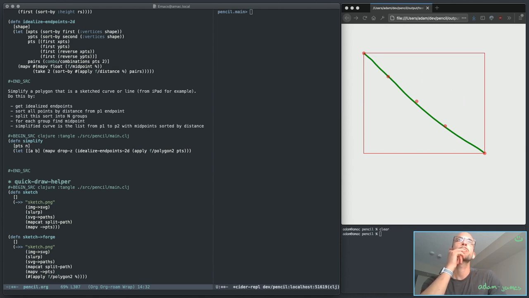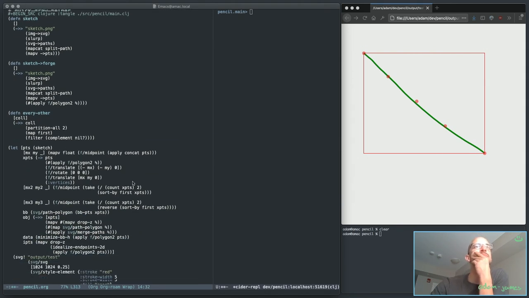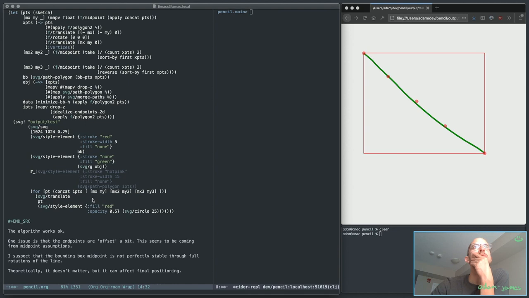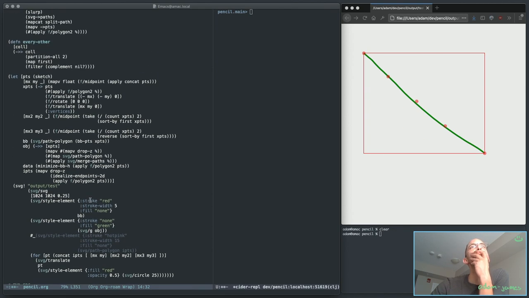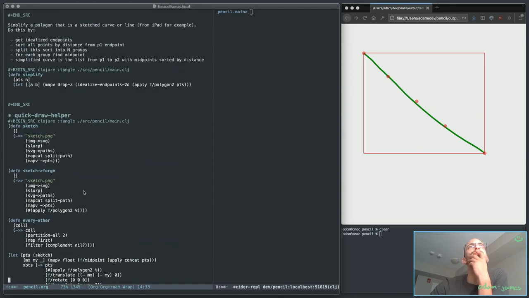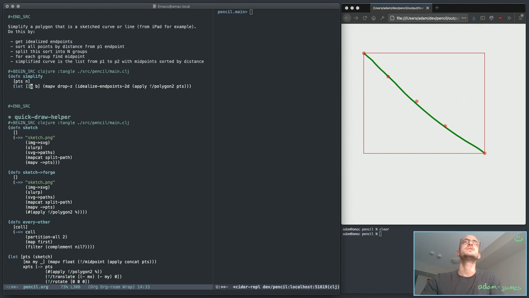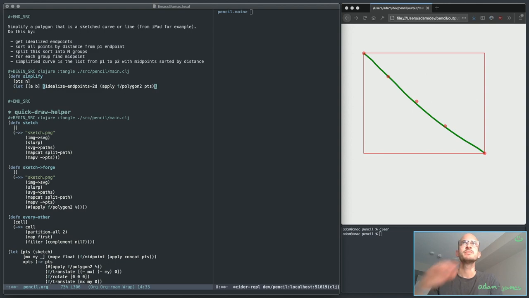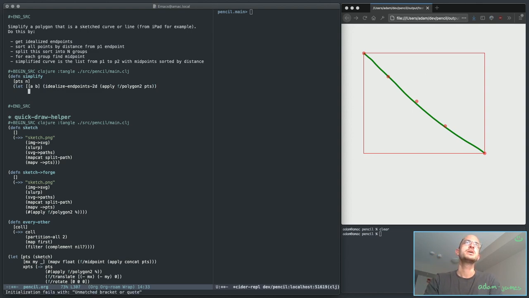Okay, I'll get somewhere one day. Right, so this... Okay, so I actually don't need to, let's just ignore the drop Z thing here. Let's keep it a little more straightforward for now. So we just keep them in 3D. Then I can sort points by transformed points.